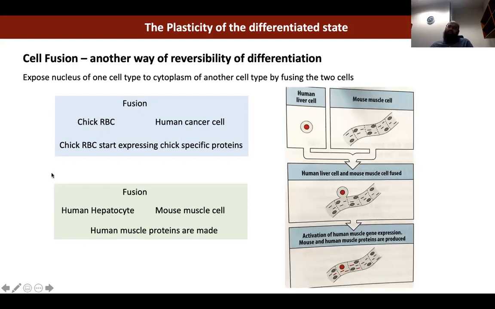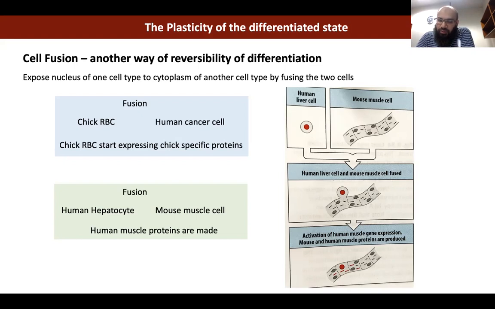Another experiment that tells us that fusion of two different cell types from two different species led to the reversal of differentiation was when they fused a human hepatocyte with a mouse muscle cell. Normally in hepatocytes, the actin and myosin genes, or the proteins, are inactivated, because it's a hepatocyte, it's a liver cell. So in liver cells, you do not see muscle-specific proteins.